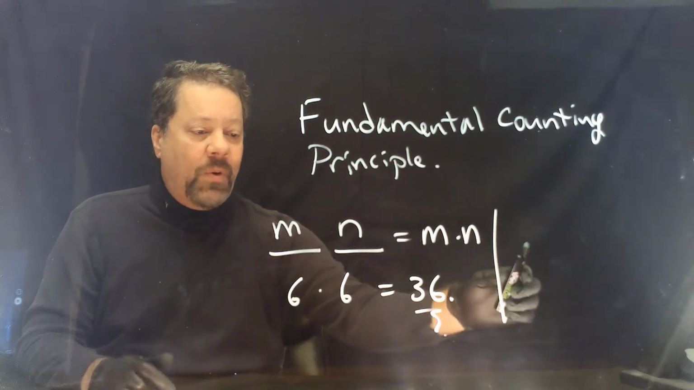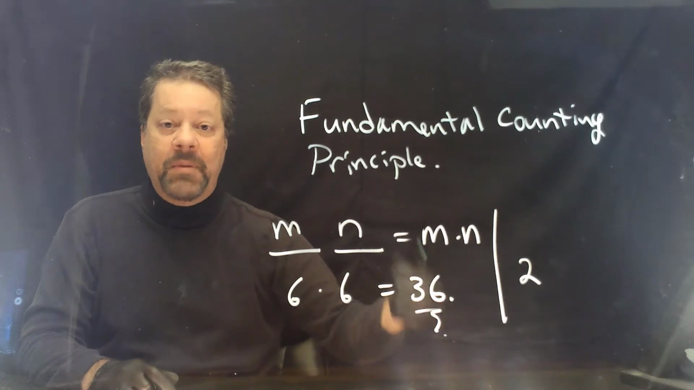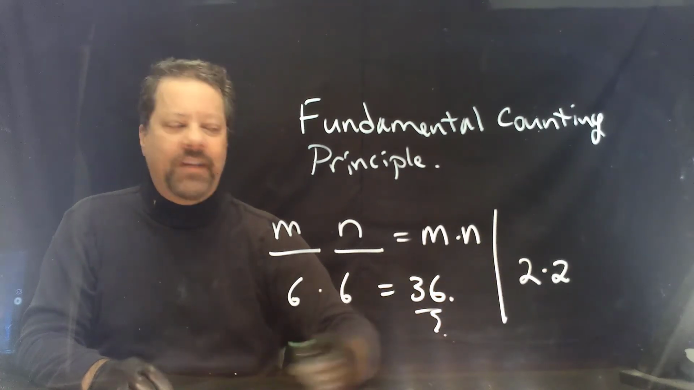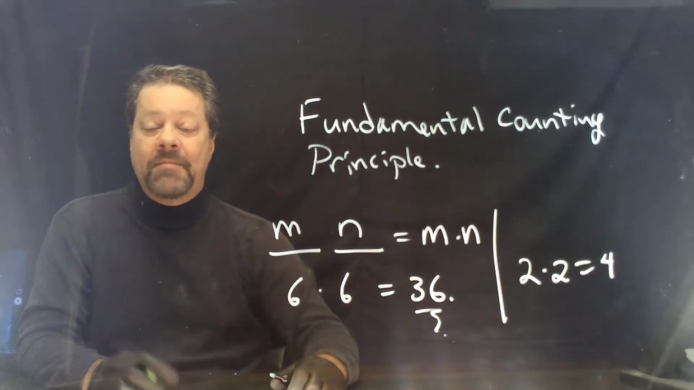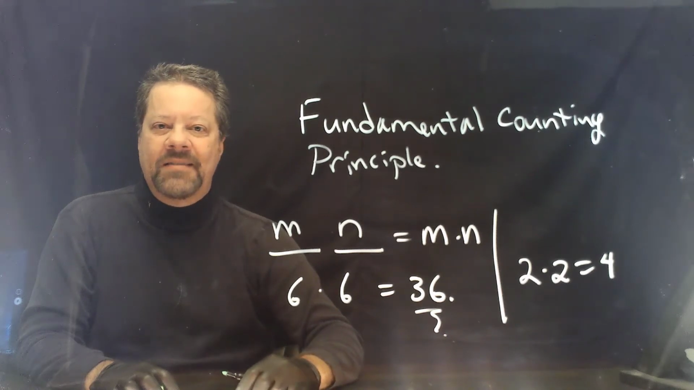For a coin, it would be 2 possibilities on the first flip, heads or tails, 2 possibilities on the second flip, for a total of 4 different elements in the sample space. 4 possibilities when I flip the coin twice.